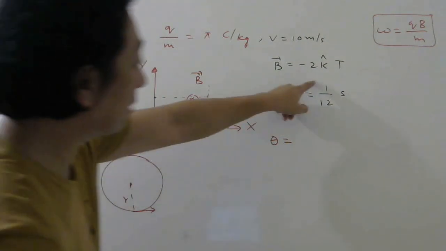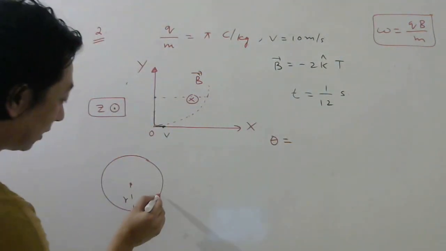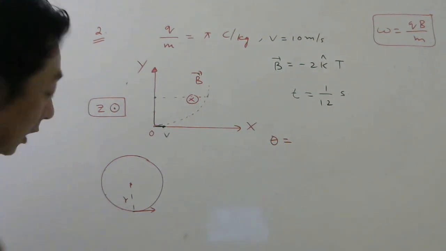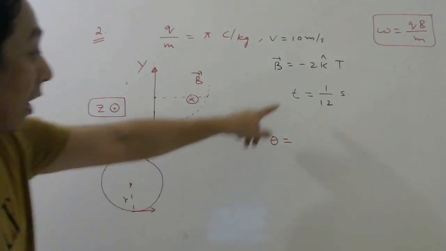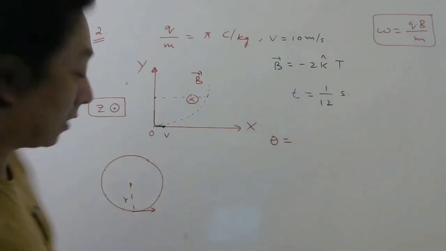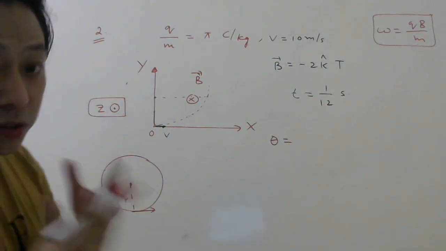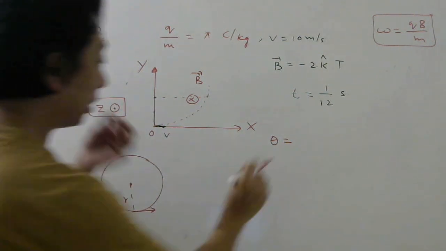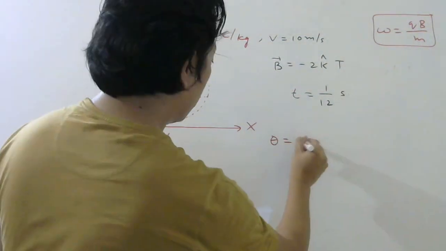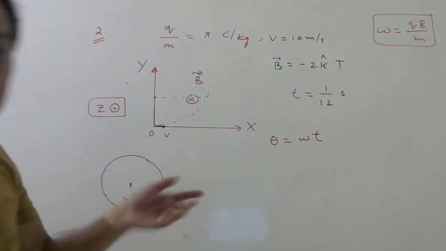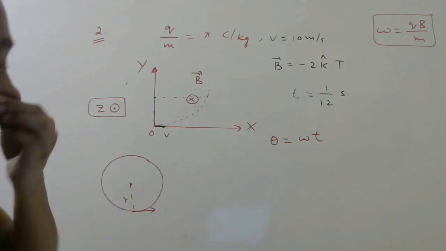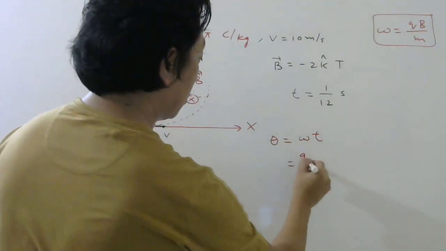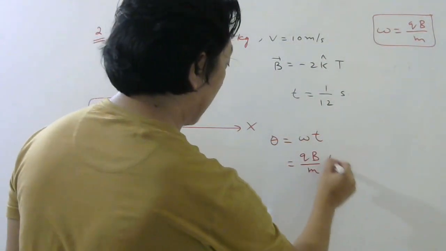So after 1 by 12 second, I want to know whether the particle is here or here or here or here or here. Who knows, it may be back here also. If the time is equal to the time period, then it will come back here. So we have to check how much angle this radius will turn. To find that, what is the formula for angle turned? Omega into time taken, because omega is angle by time. Remember the omega formula: omega is qB by m, into time taken.